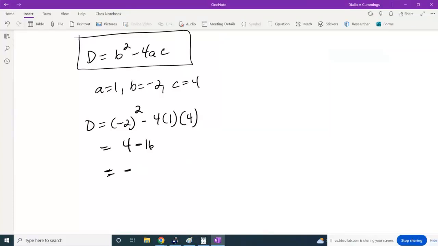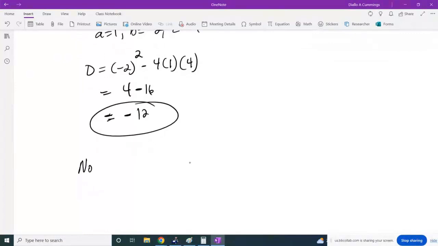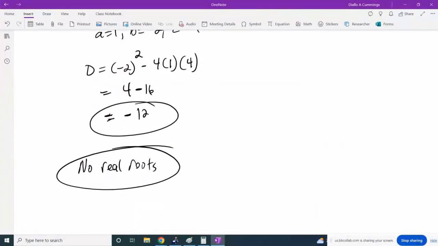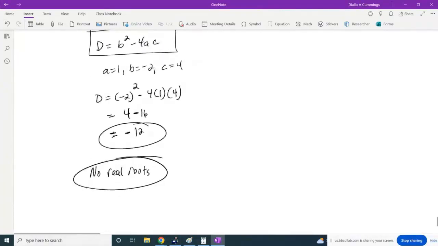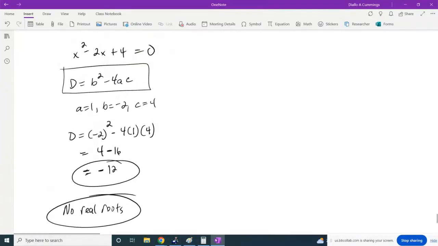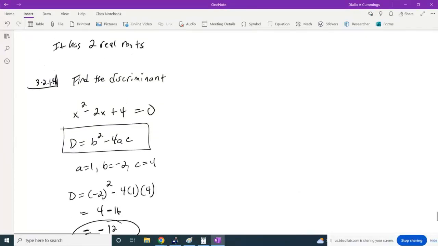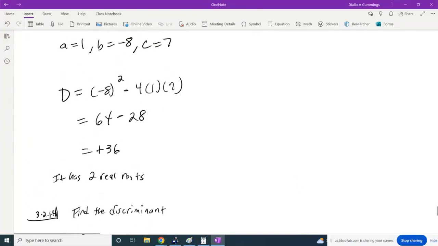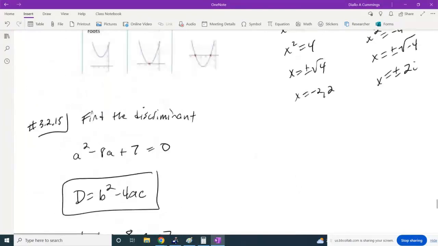Right, so since our discriminant is negative, it has no real roots. All right, so for those problems, they simply want the discriminant and how many roots it has. All right, so that kind of wraps up 3.2.